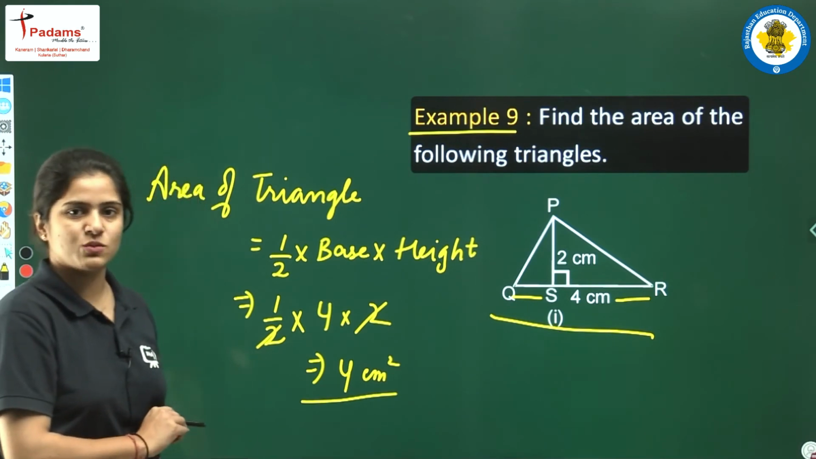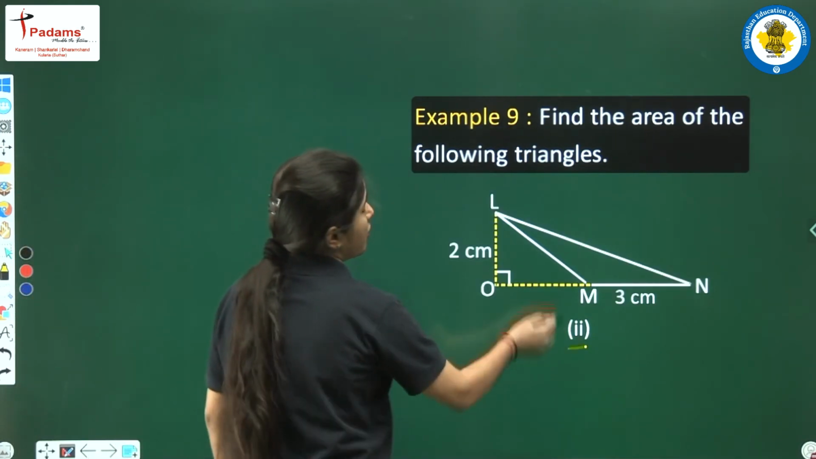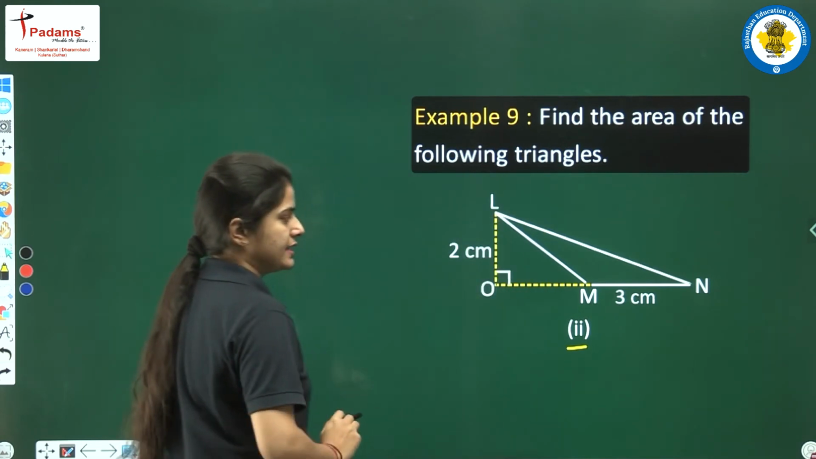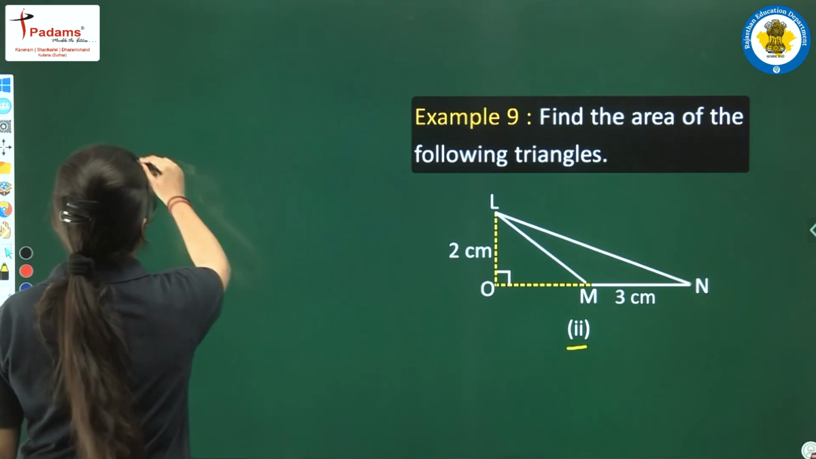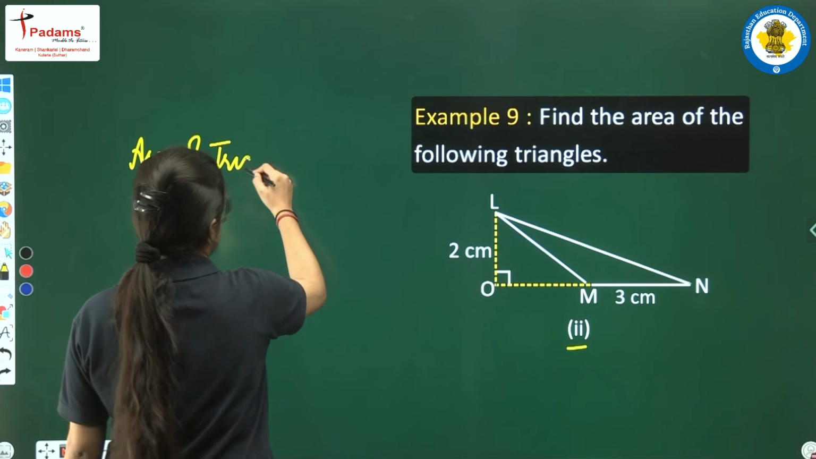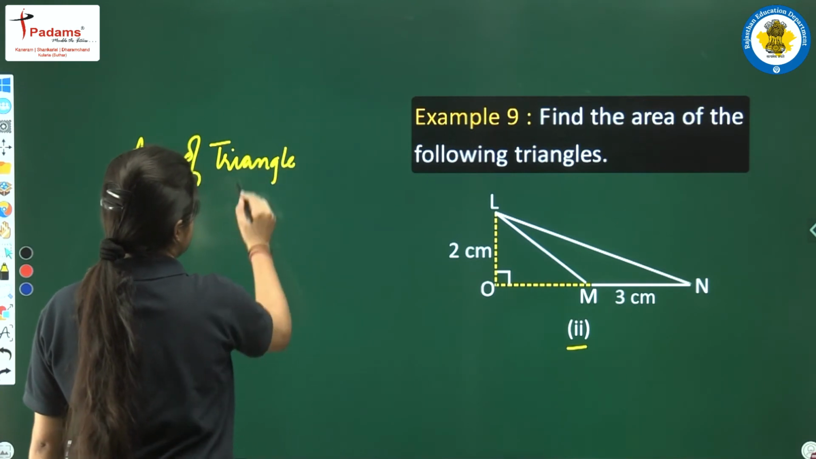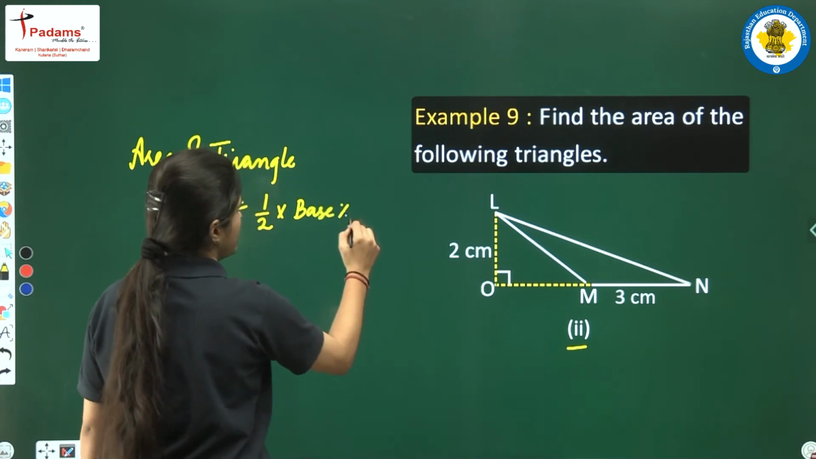Alright students, looking at the next question, what is that? The part 2. Find the area of the following triangle. This is the triangle given to you. What is the area of this triangle? So students, area of triangle is equal to half into base into height.